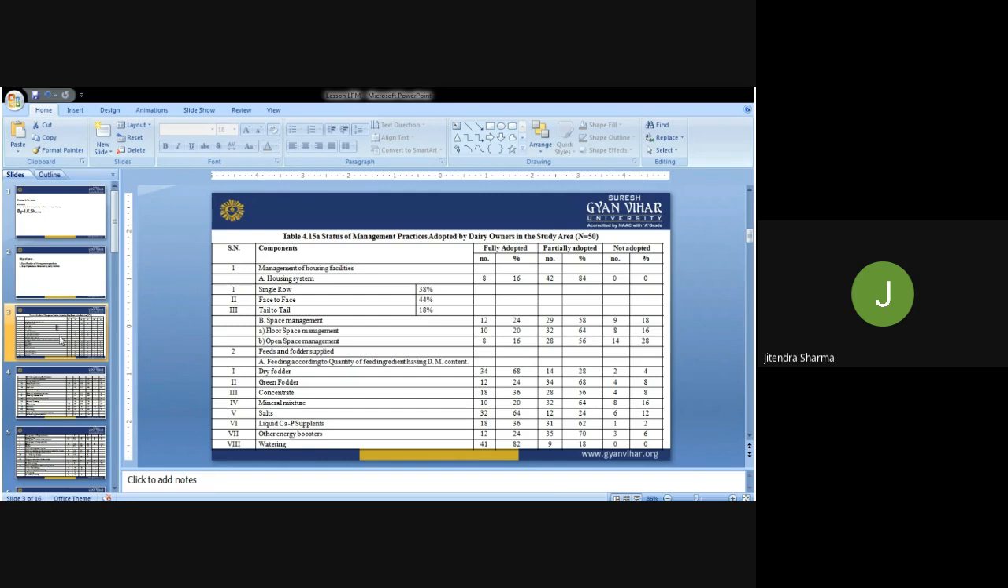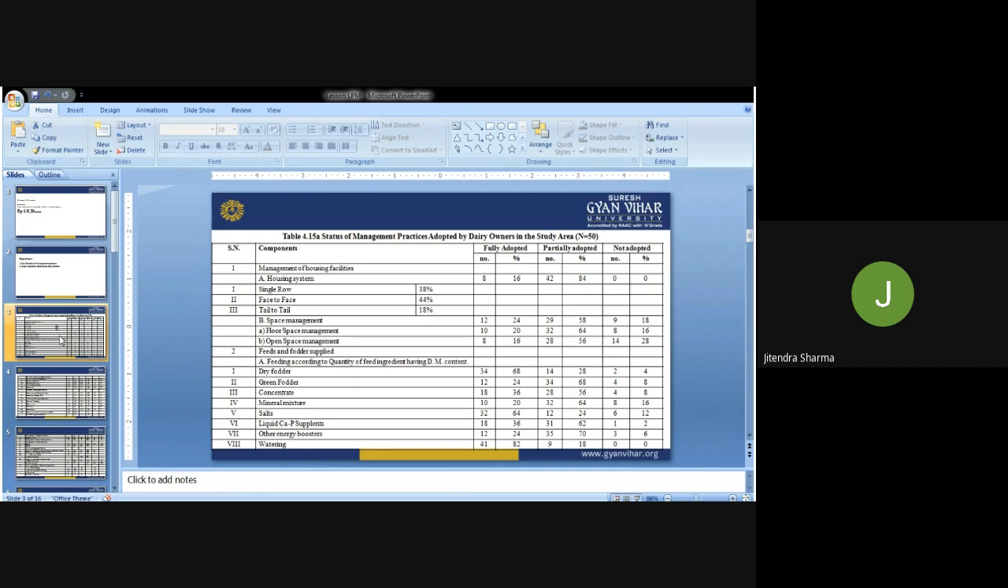So we see that dry fodder is followed partially by 28%, and 68% of course are giving dry fodder in the form of dry matter almost as required for the animal. So this is very interesting. For green fodder, 68% are partially following, then concentrate 56% partially following, then mineral mixture 64%, then we see salt 62% of farmers, liquid calcium 62% of farmers, energy booster 70%.